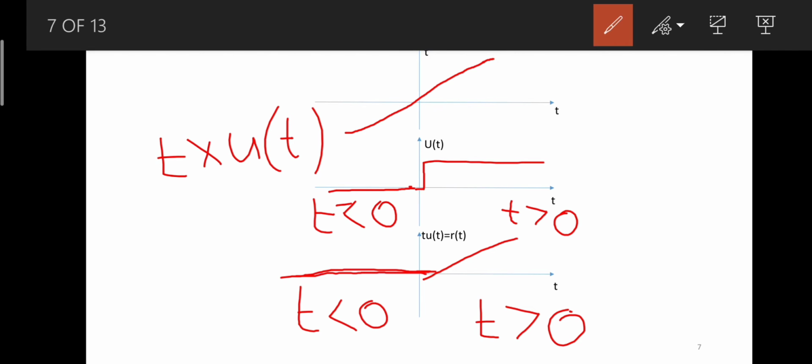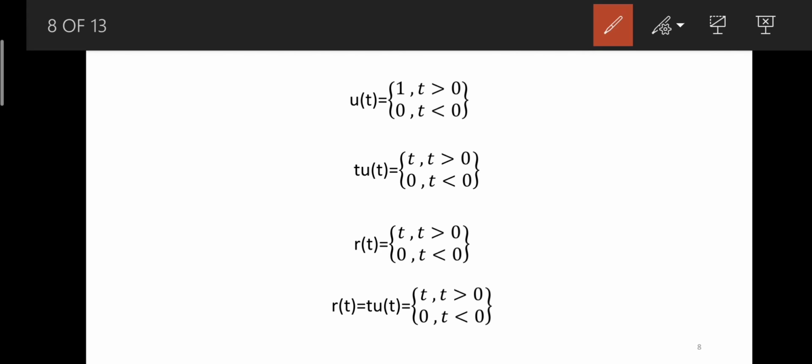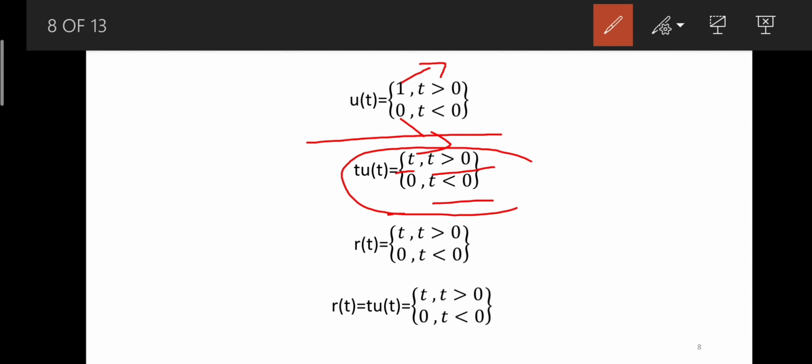So let's do the same thing by using the expression. Take the equation of unit step function, that is u of t is equal to 1 for t greater than 0 and 0 for t less than 0, and multiply t with u of t. So here the 1 gets multiplied with t and 0 gets multiplied with t. So the equation becomes t for t greater than 0 and 0 for t less than 0. So this is similar to the definition of r of t, which is equal to t for t greater than 0 and 0 for t less than 0.